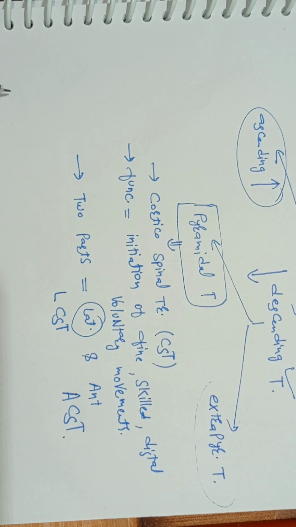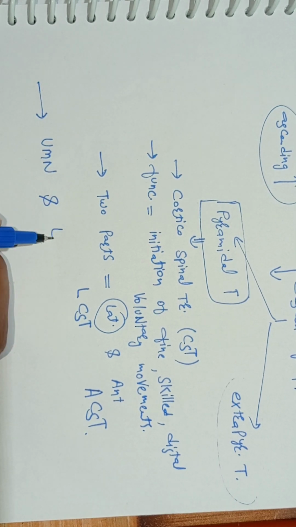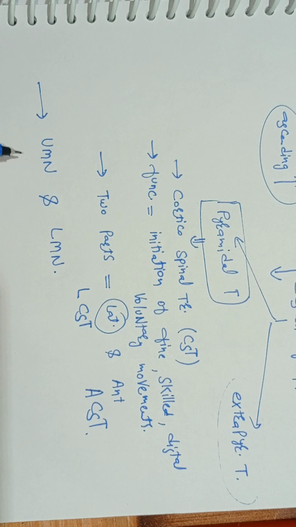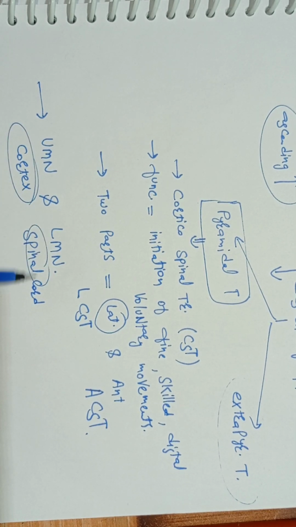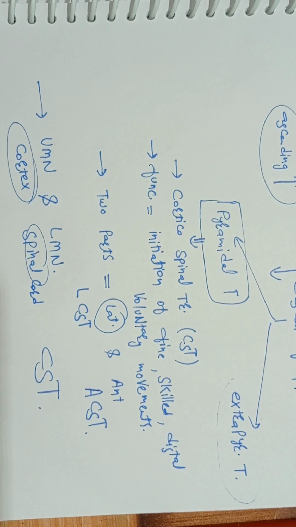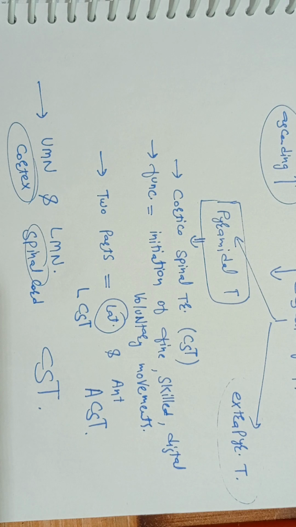Another point in the pyramidal tract: it has an upper motor neuron and a lower motor neuron. The upper motor neuron is located in the cortex, and the lower motor neuron is in the spinal cord. Therefore the name corticospinal tract. So these are the four points in the pyramidal tract. Now we will talk about the course of the pyramidal tract.